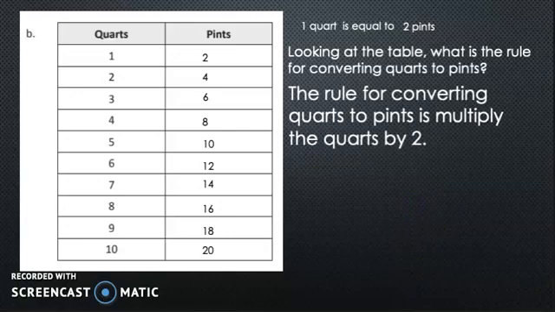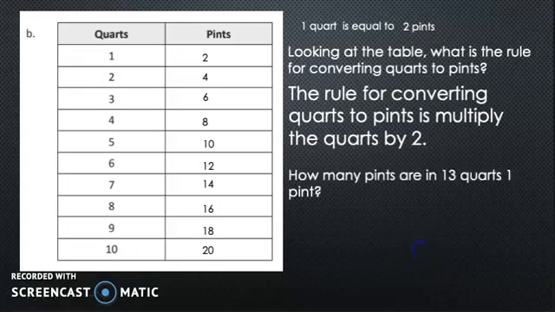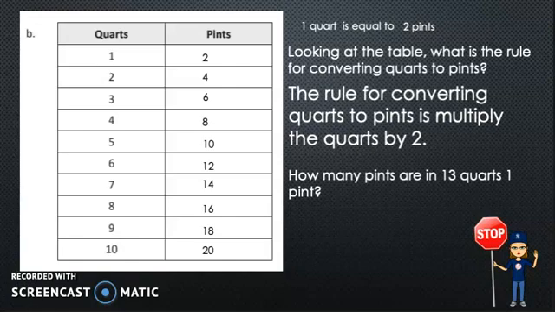So now what I'm wondering is, how many pints are there in 13 quarts, 1 pint? Go ahead and pause the video. Use your conversion table and one of the strategies we discussed earlier in the lesson, like multiplying the quarts by 2 or using the table and adding 10 quarts plus 3 quarts to find your answer. Okay? Pause if you need more time.